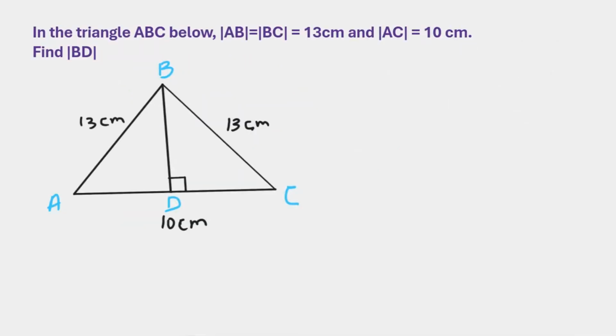In a triangle ABC below, AB is equal to BC. So AB and BC, they are the same, and that is 13 centimeters. AC is equal to 10 centimeters, that is from this point to this point. We have to find BD, from this point to this point.